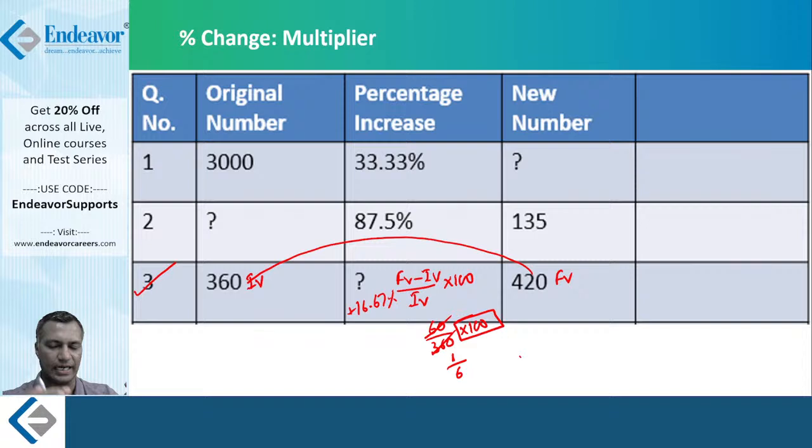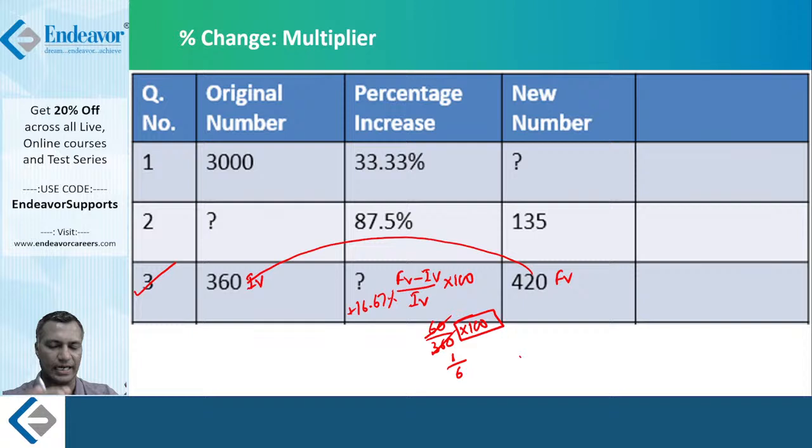What all ingredients do I have? I have the initial value, which is 252. The multiplier is 6 by 7. What is the final value? Simplify this: 7 times 36 is 252, so 36 into 6, which is 216. Therefore, the result has become 216.